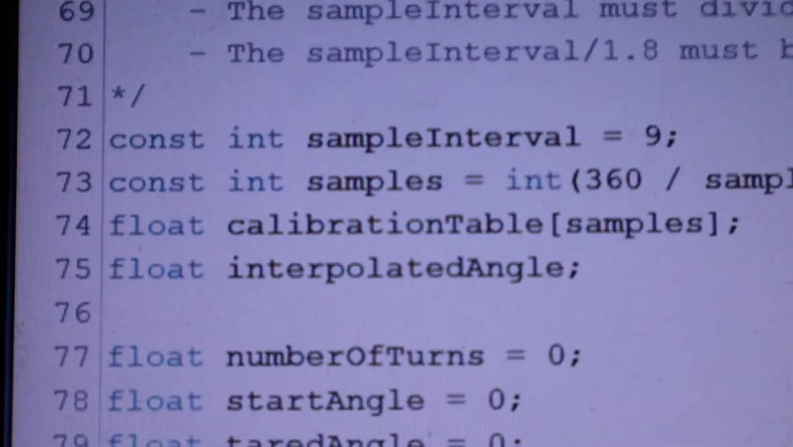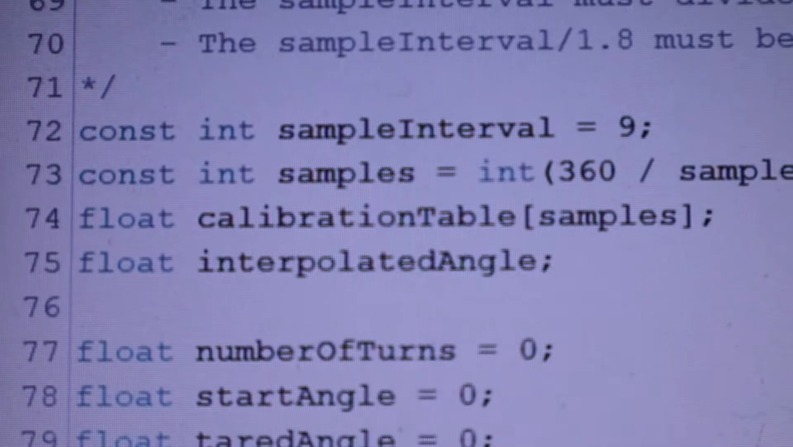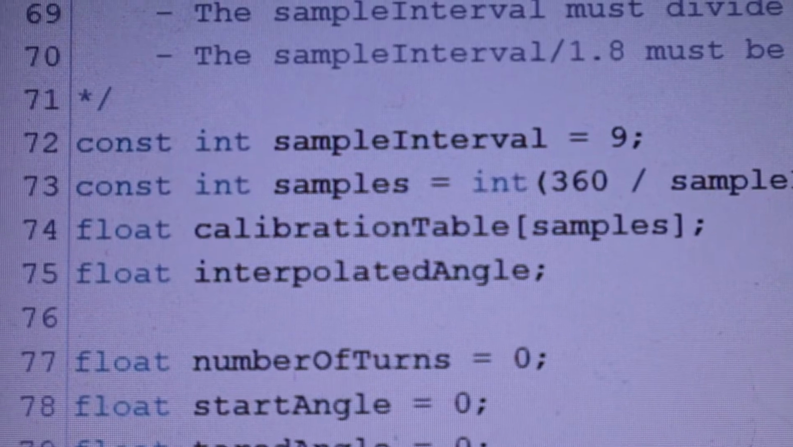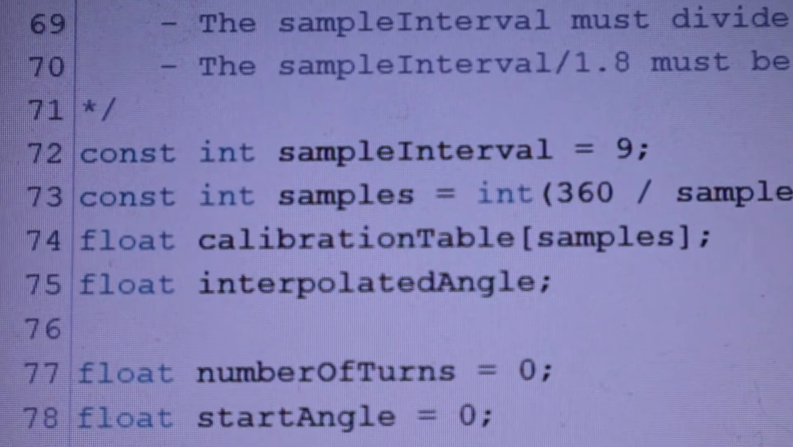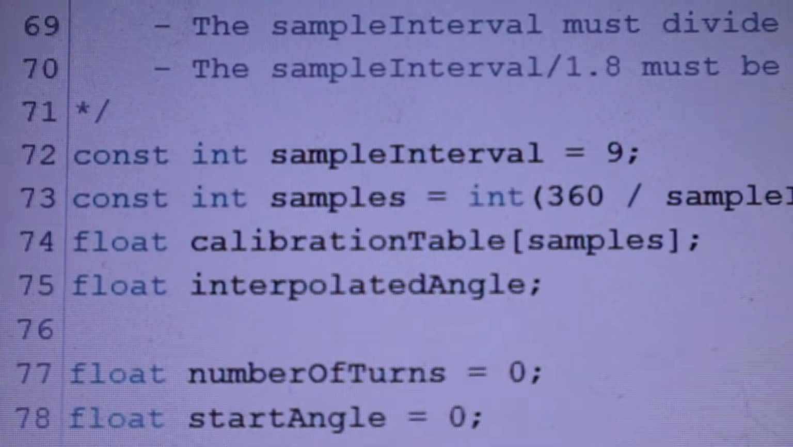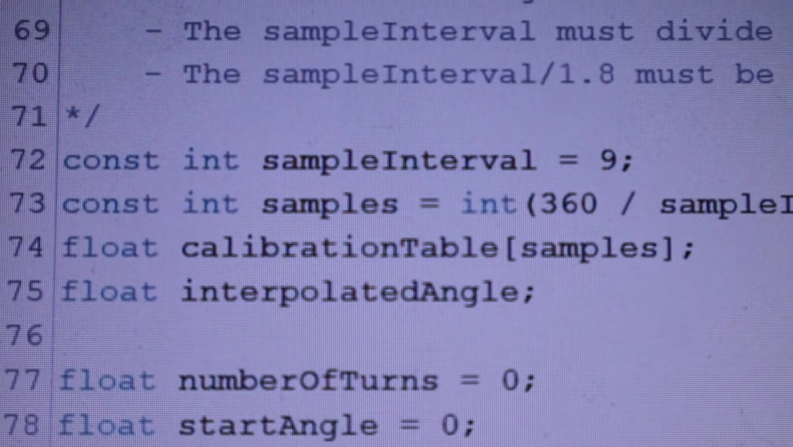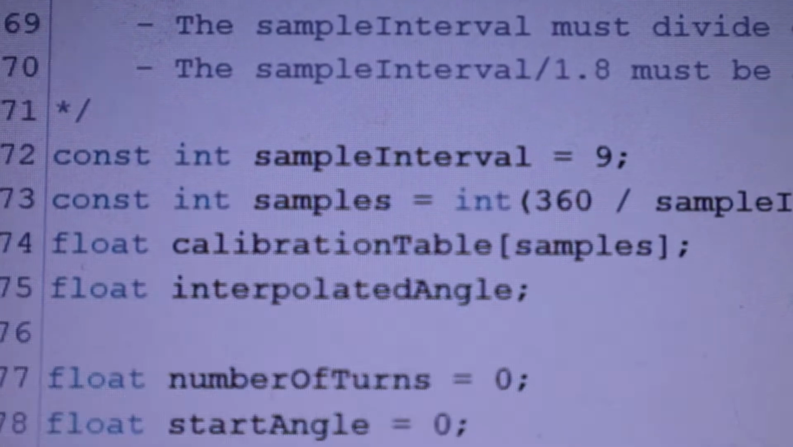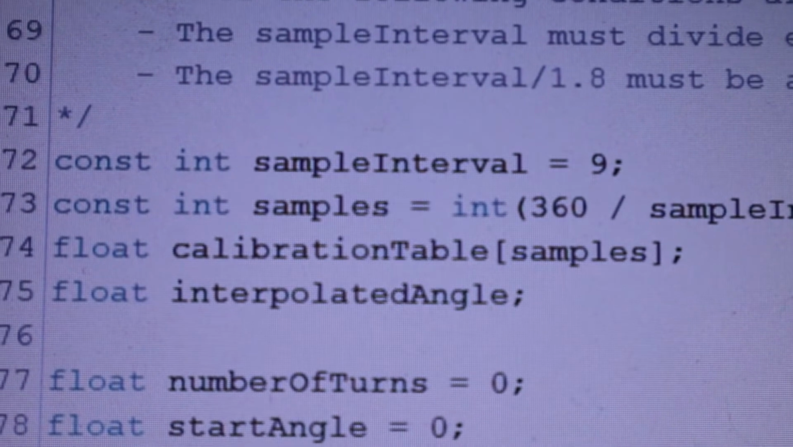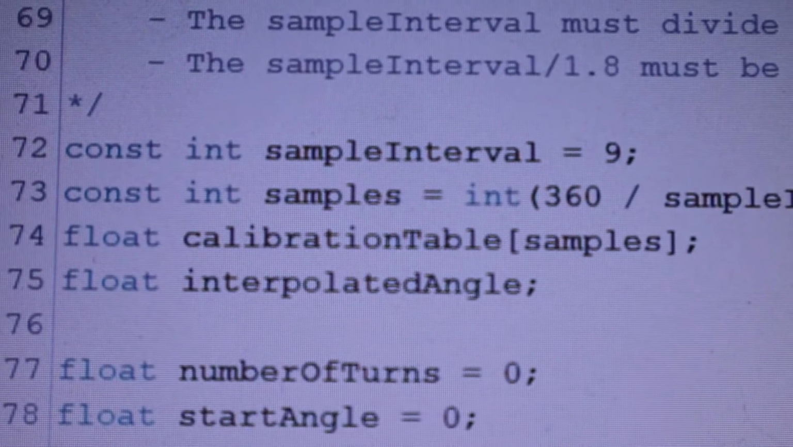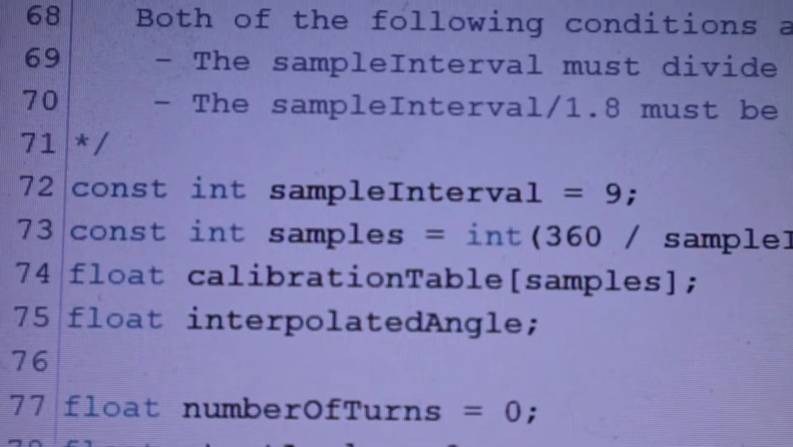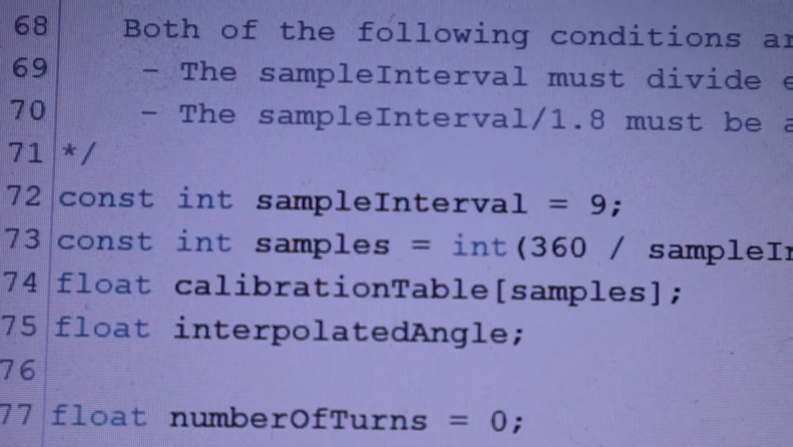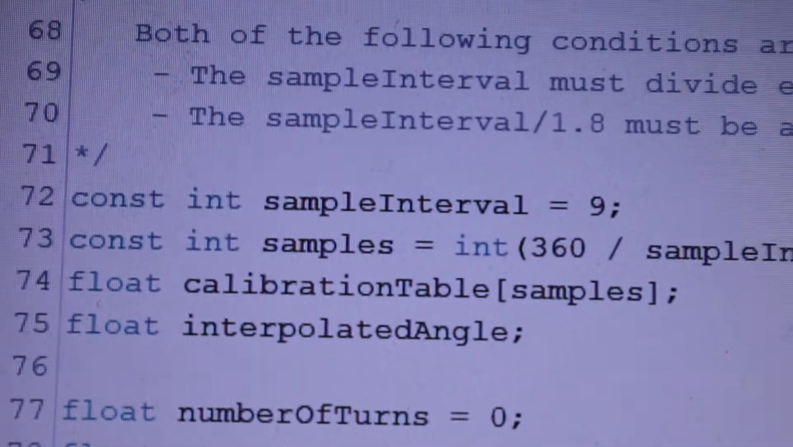which gives me reference points every 9 degrees through the cycle, allowing for 16 times microstepping. We wind up with 144 microsteps per sample.